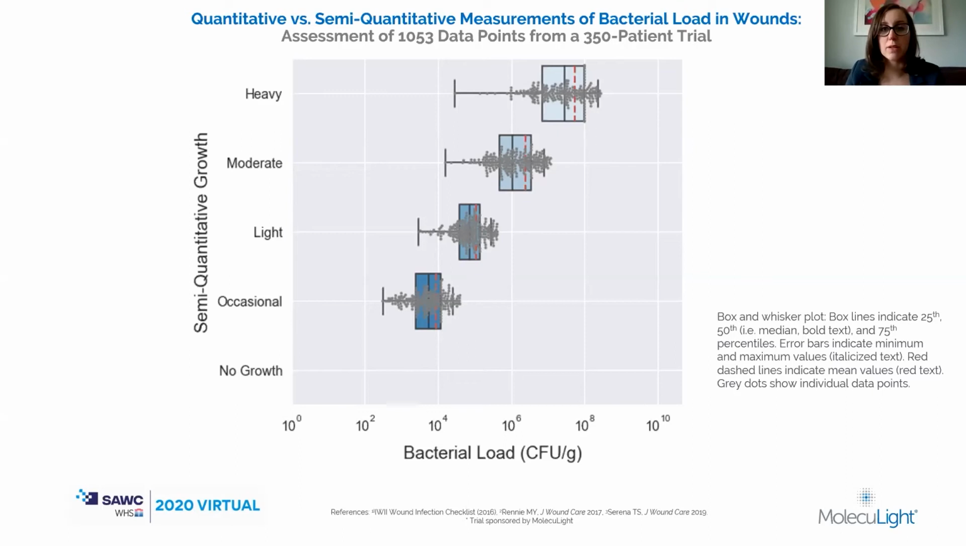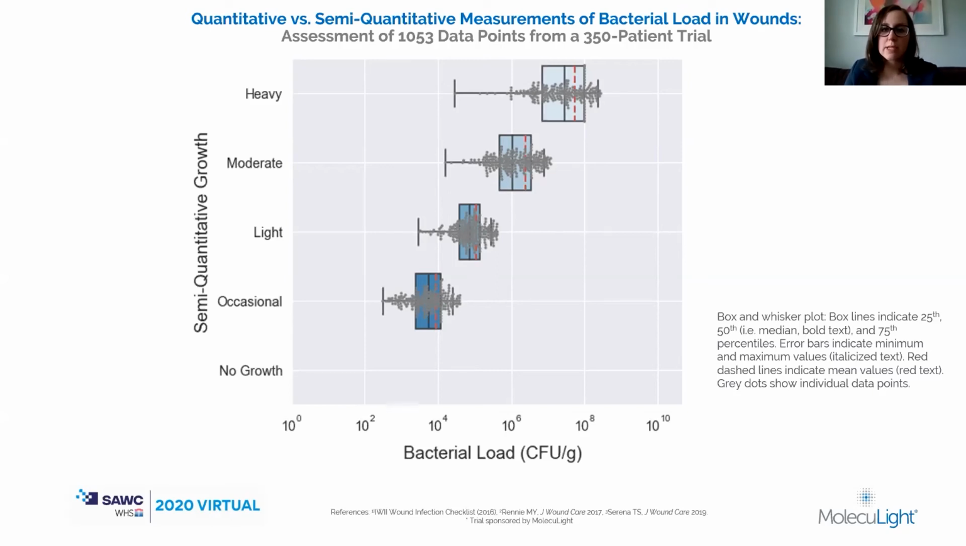So for example, if you look up at heavy growth at the top of the curve, you can see that those values spanned everywhere from 10 to the 5 all the way up to 10 to the 9, which is 4 logs of bacterial growth. And the individual data points are plotted on the graphs as well as the gray circles. So for both heavy and moderate growth, the data spanned 4 logs. Moderate growth ranged from 10 to the 4 up to 10 to the 8. And then for light and occasional growth, the data spanned 3 logs.